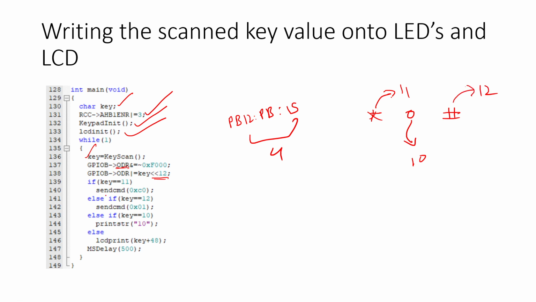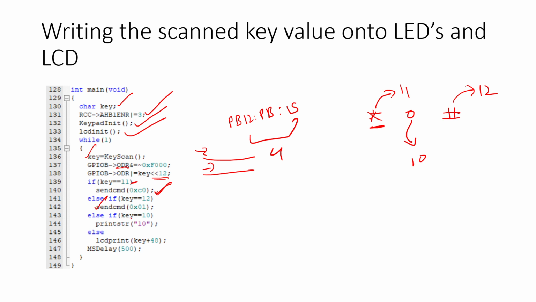So if you observe here, if key is equal to 11, that is if I am pressing star, I am writing this so that my LCD will shift from the first line of the 16x2 LCD to the second line. So if this is the first line, if I am pressing star, the cursor will move to the second line. And if I am pressing hash, I am sending a command called 0x01, which means I am clearing the display. These are some special functions that I have assigned to my keypad, to make it more intuitive.